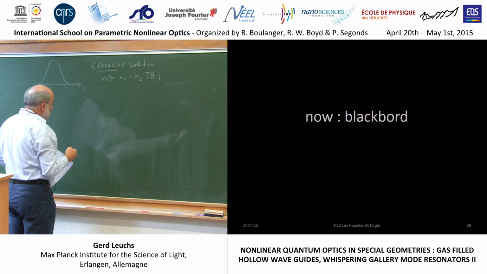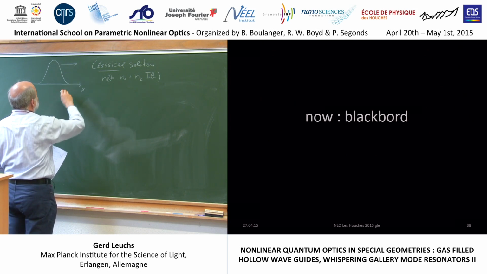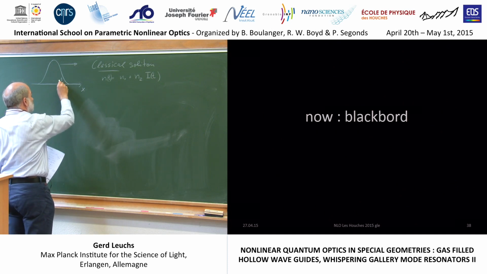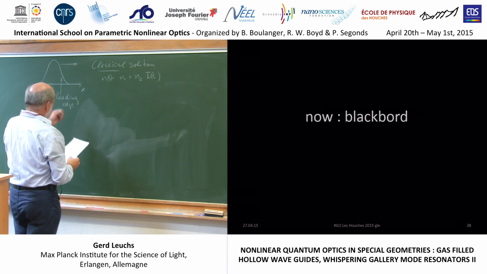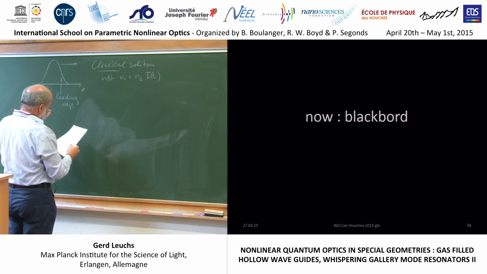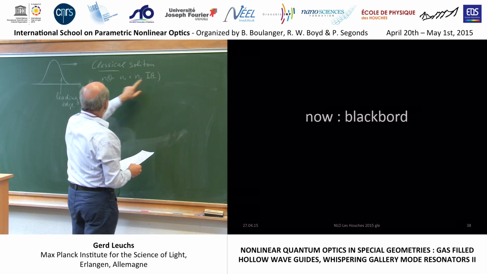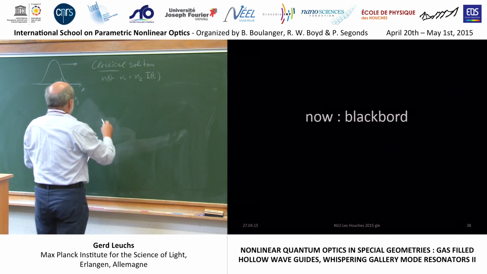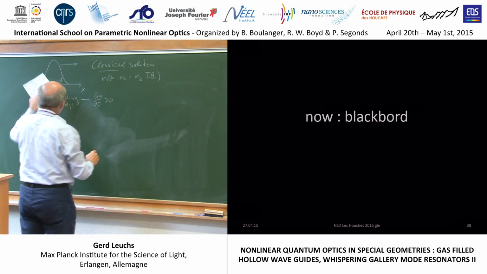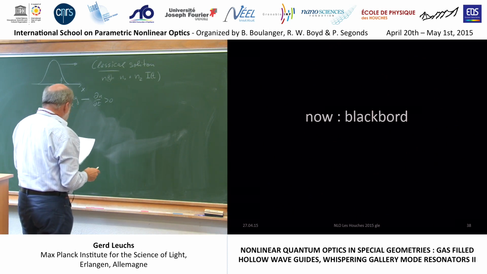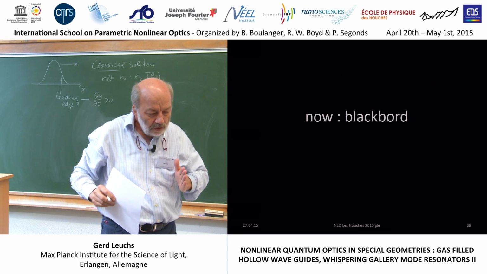Maybe I shouldn't put time here. Let's put here x. So this is a pulse going in this direction. So this is the leading edge. And the intensity is going up, so dI/dt is positive. So in the leading edge, also the dn/dt will be positive, and likewise on the other side it will be negative.